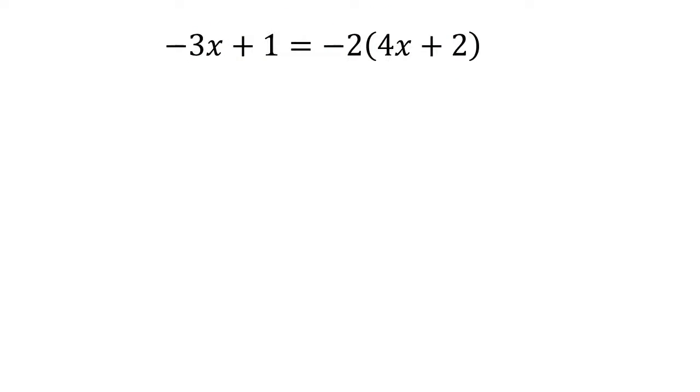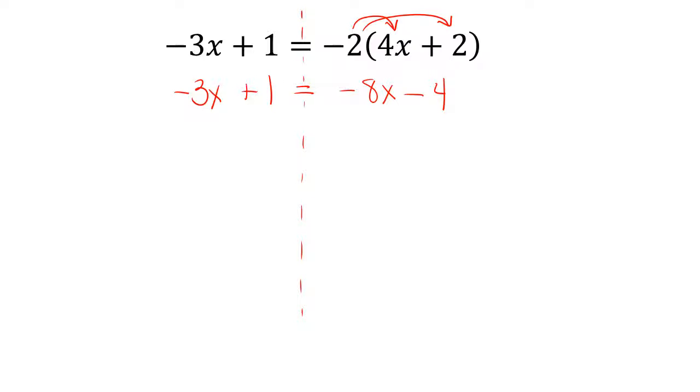Another example here does not have a fraction, but it does have a parenthesis. So we will use the distributive property. Negative 2 times positive 4 is negative 8x. Negative 2 times positive 2 is negative 4. Bring down the equal sign along with the other terms. Remember now, keep that equal sign in a straight line as much as possible.